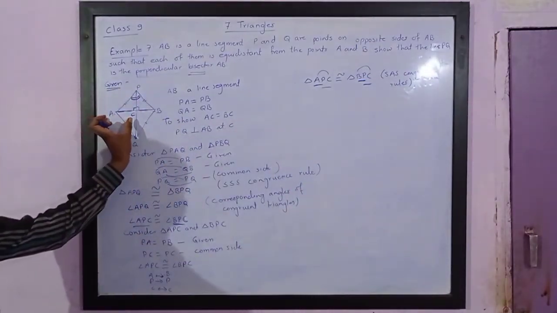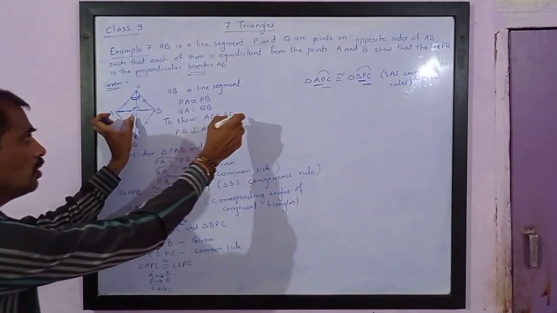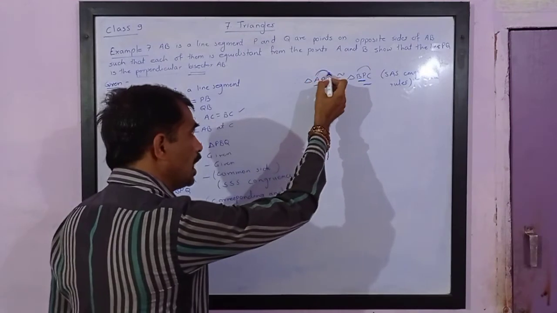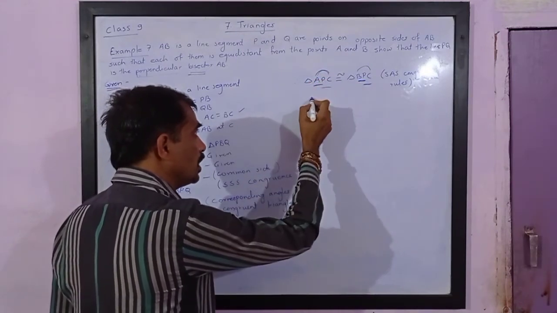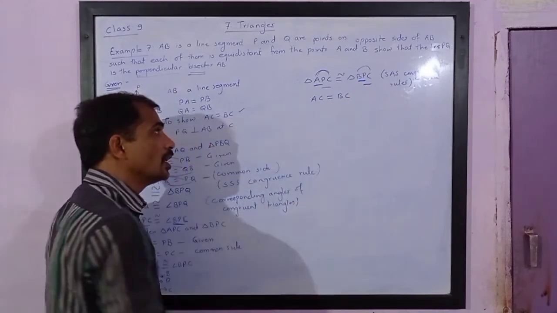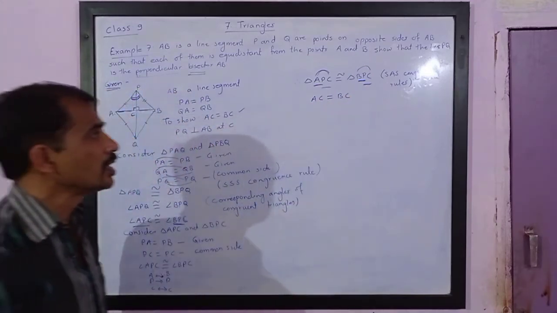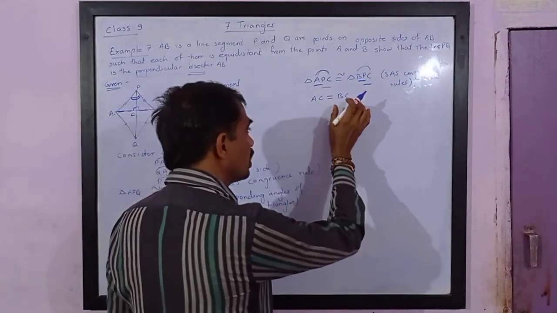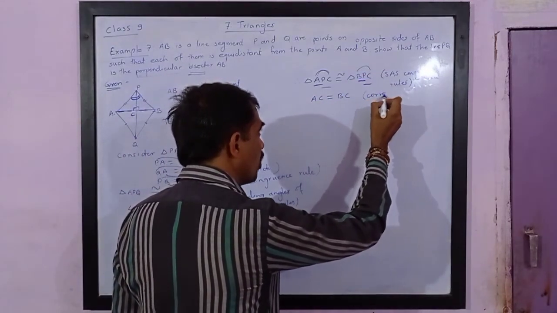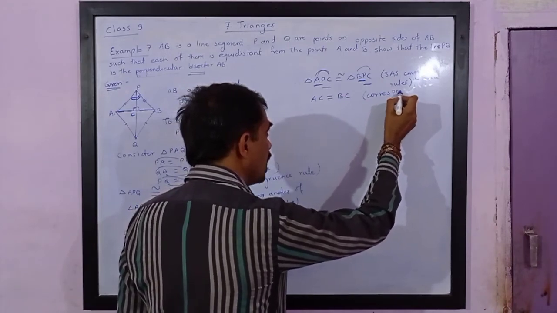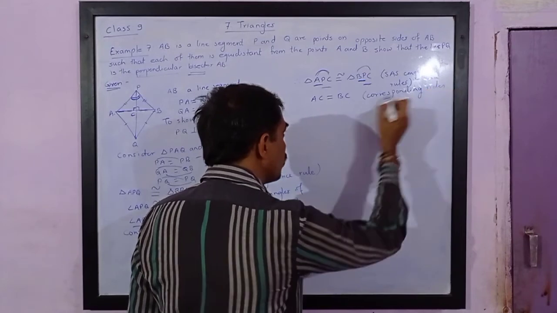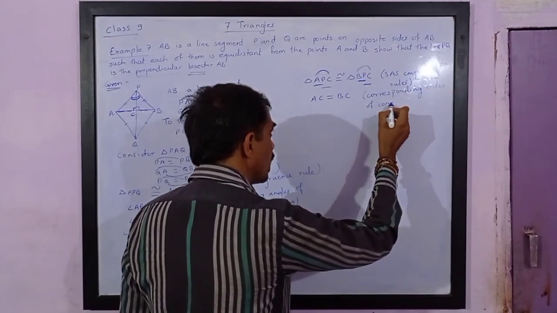But what was asked to prove was we needed AC equal to BC, that is first and third. AC is equal to BC. AC and BC form the corresponding sides of the triangles. So AC is equal to BC. From this I can say that they are corresponding sides of congruent triangles.